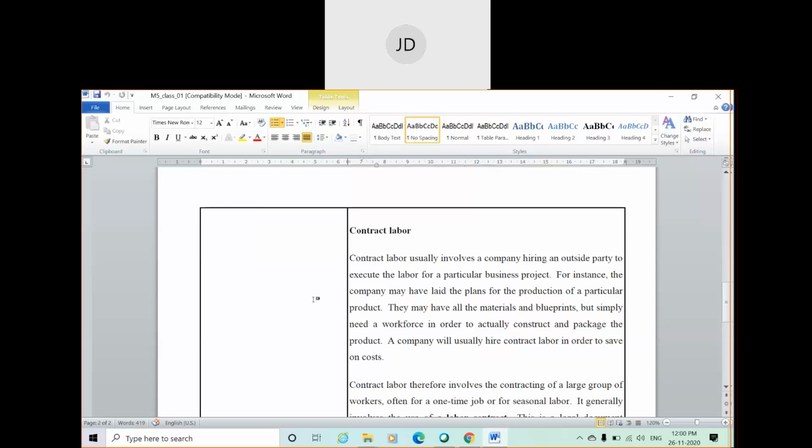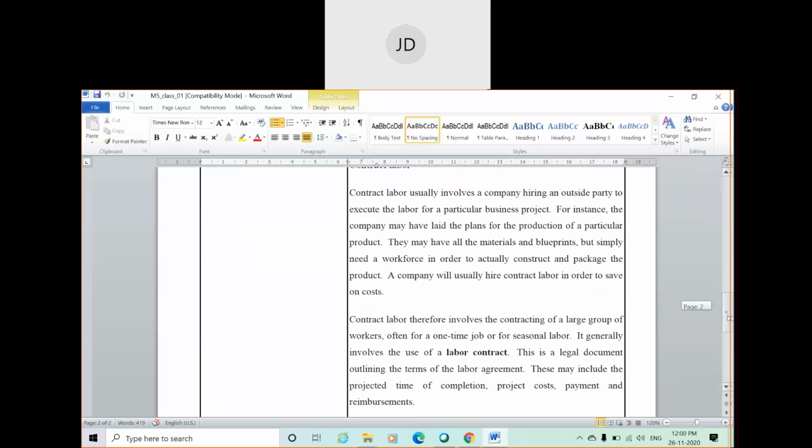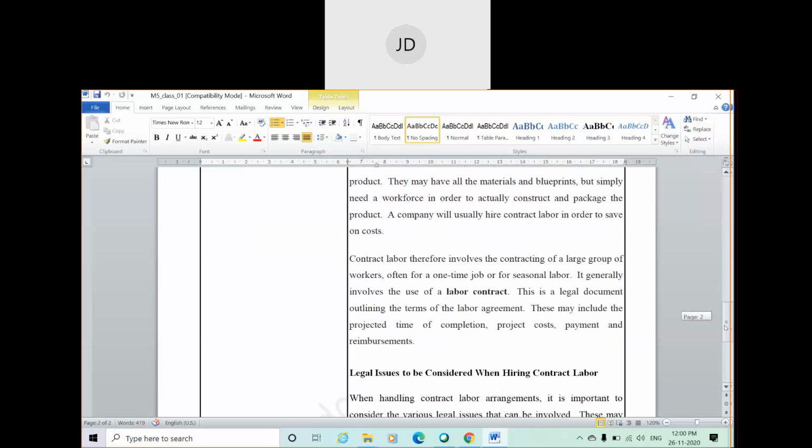Yeah, a company will usually hire contract labor in order to save cost. The cost from contract labor may be low, which is an advantage. Contract labor involves contracting for a large group of workers, often for a one-time job, and for seasonal labor. One-time job means what? I already told you.